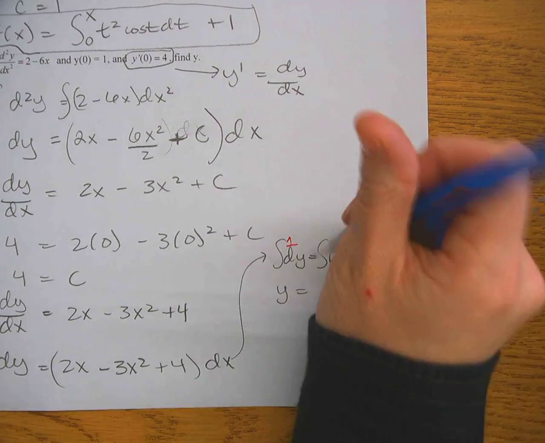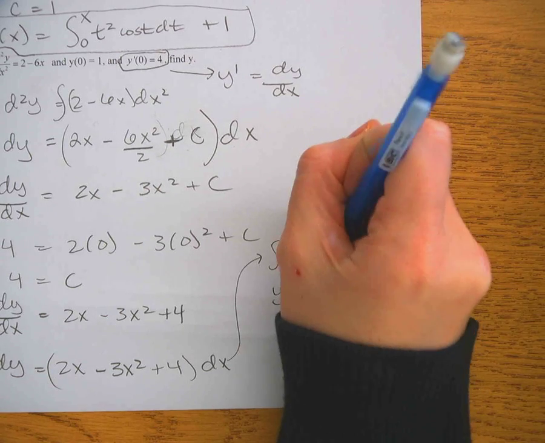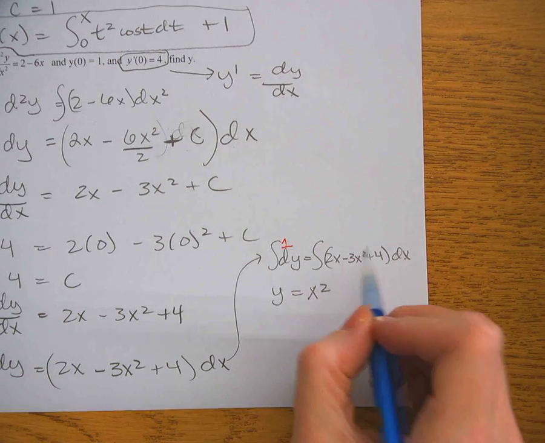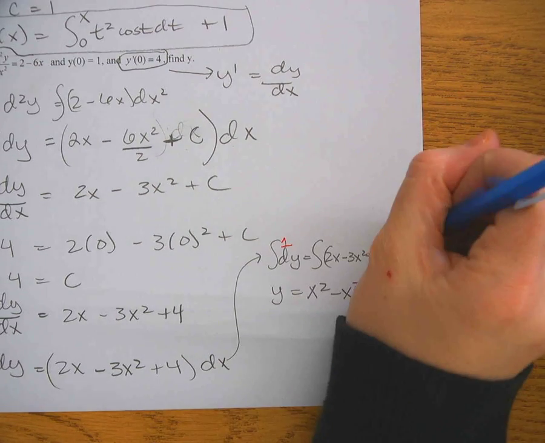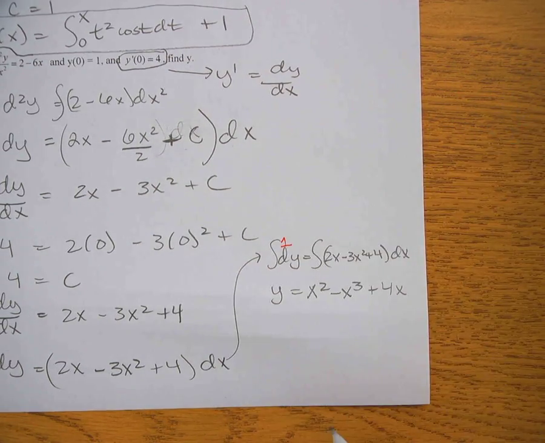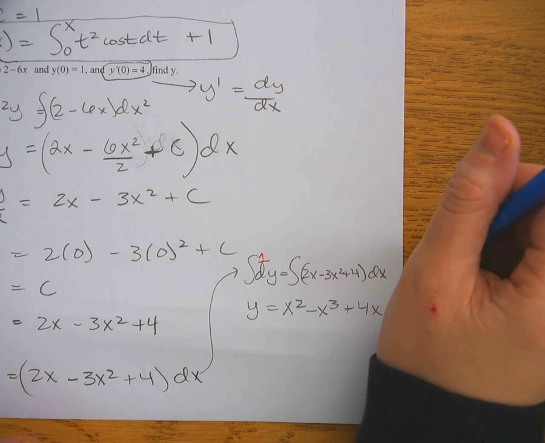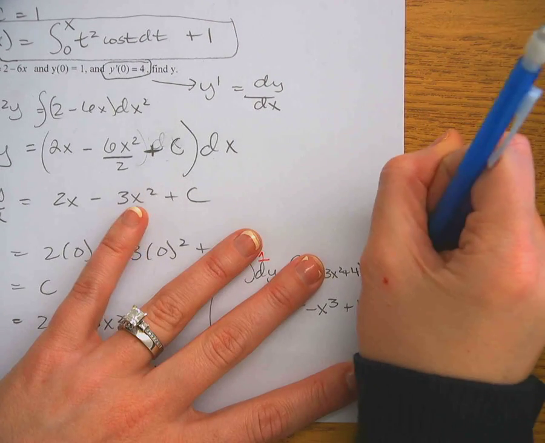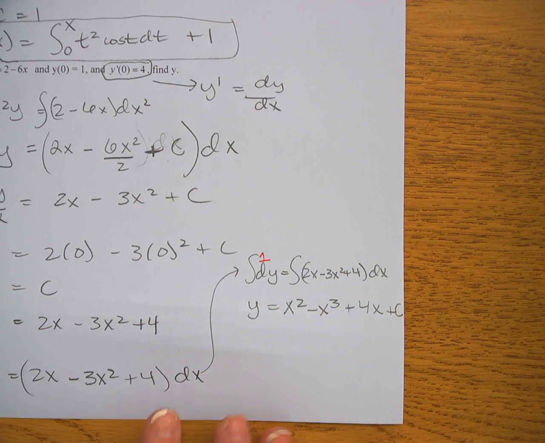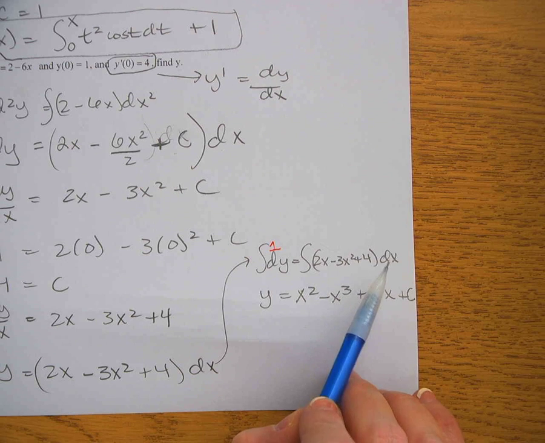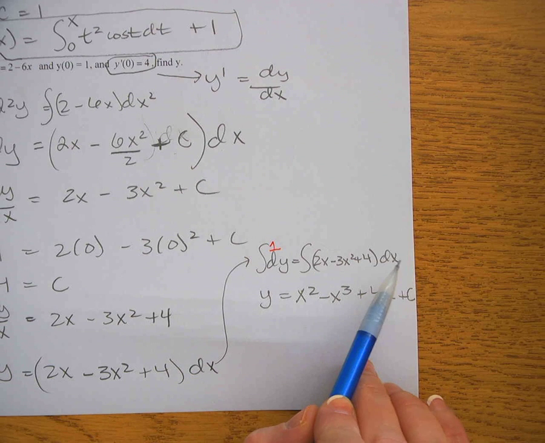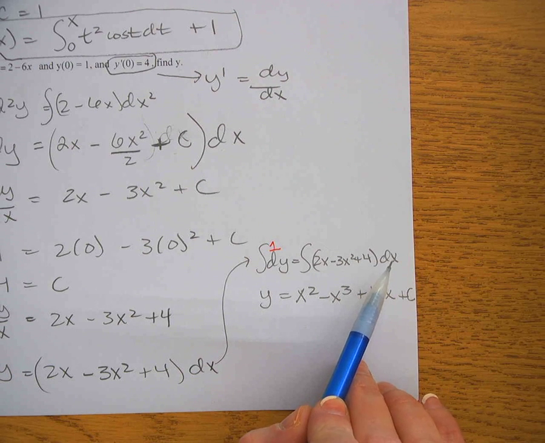Here I'd be left with x squared. Here I'd be left with x cubed. Here I'd be left with 4x. And then, of course, I always have to add a constant. And the dx goes away because this was just a single derivative, so the antiderivative of that cancels out.